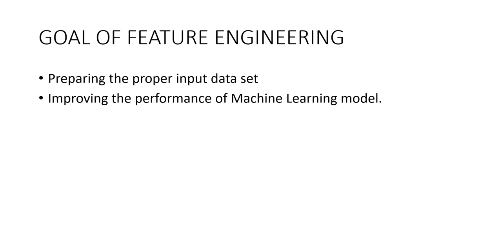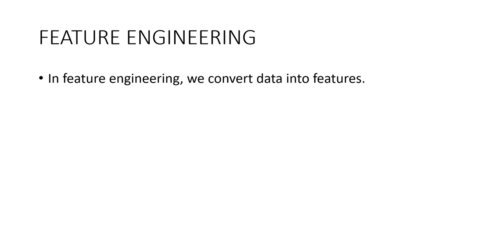So first let's have a quick introduction to feature engineering. It's very simple. Here we prepare the proper input data set and we will try to improve the performance of our machine learning model. The goal of feature engineering is simple. It converts data into features. That's all. This is the goal of feature engineering. Here we convert data into features.